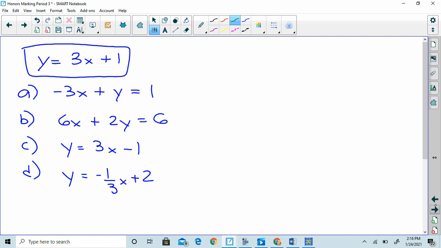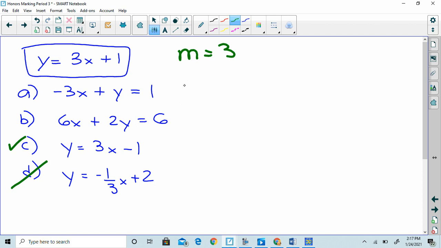Here's an example of a set of problems that might start with the question, y is equal to 3x plus 1. Which of the following, if any, are parallel to the given line? That means there could be more than one choice, so let's investigate. The equation must be in slope-intercept form. C and D are already in slope-intercept form, and we know that D is not the same because the slope needs to be 3. C is definitely a candidate because y is equal to 3x minus 1 has the same slope. Let's look at A and B now.